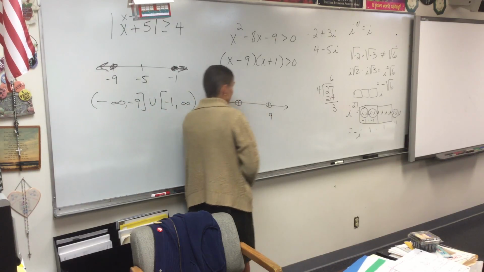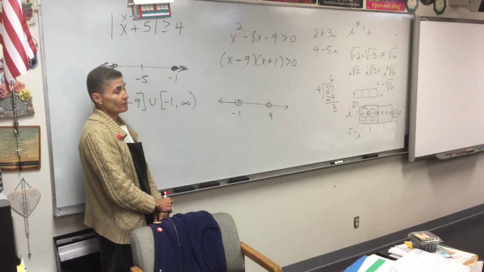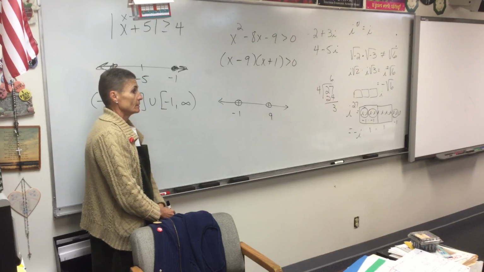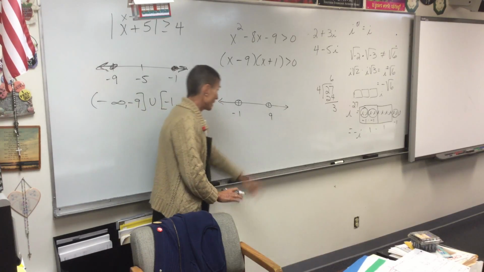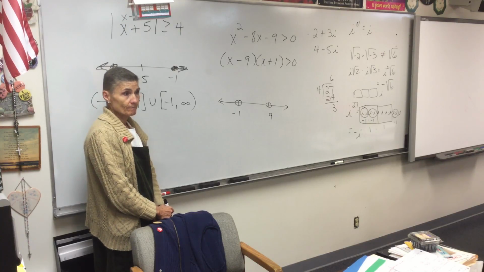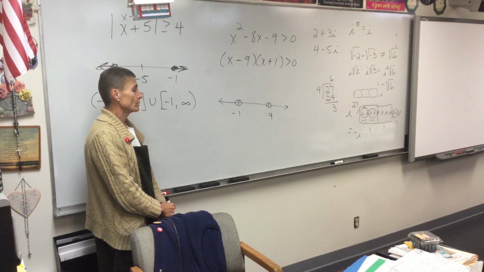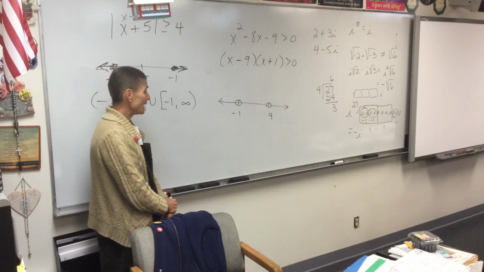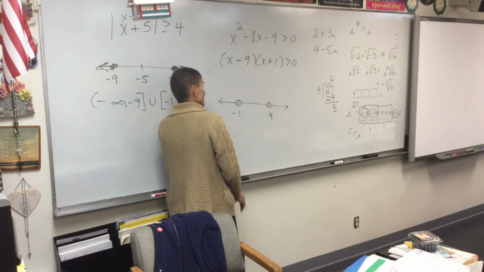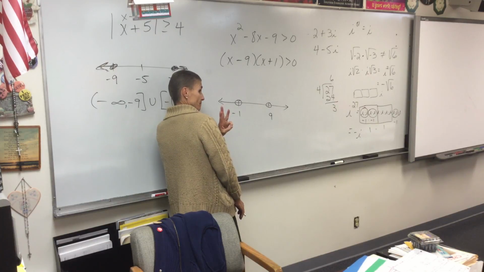-1 and 9. Notice that my dots must go on the number line in the order that they naturally occur. So I have to put -1 here and 9 here. Those are open dots. Does that make sense to you? Yes. That's what we're equal to. That rule never changes. Now, those 2 dots have split this number line into 3 pieces.